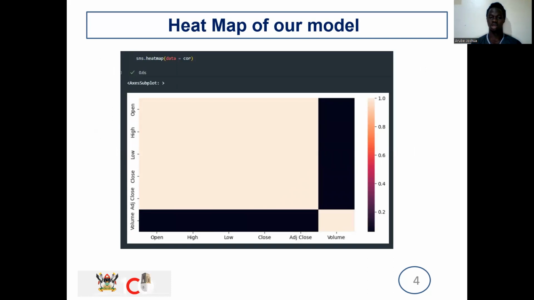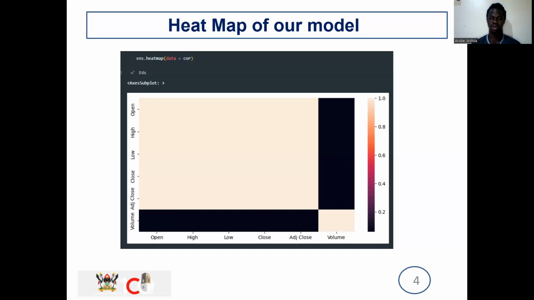This is our heat map. As you can see, we generated the heat map from our correlation matrix. This is how it looks, and it shows us that the majority of it is greater than 0.8, close to 0.9 around there.